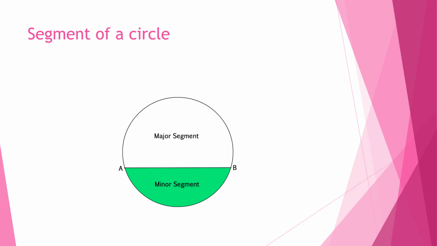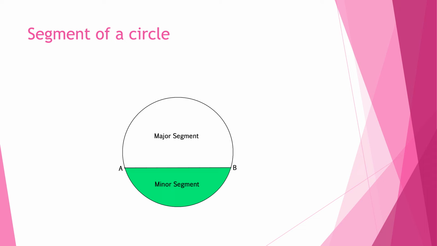Here in the given diagram, the chord AB divides the circle into two parts, which is represented by the white portion and the green portion. As we can clearly see that the green portion is smaller as compared to the white portion, so the green portion is known as minor segment and the white portion is known as the major segment.